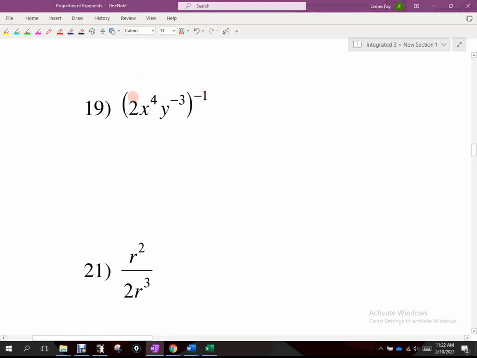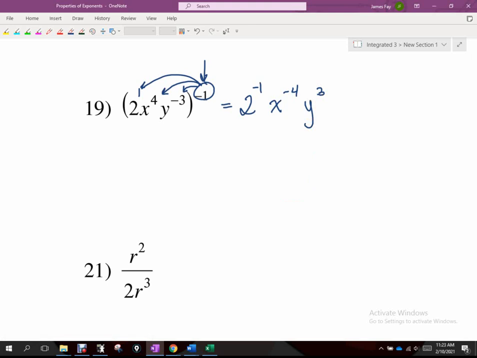All right, so 19. What am I going to do? What is the exponent with this 2? One. So what am I going to do with that negative one right now? Okay, good. So it's going to be 2 to the negative 1 now, right? So I take that and I distribute it to that one. Then we go x and we distribute it to that 4. And then we distribute it to this negative 3, right? What's a negative times negative? Positive. Okay. You do have options with this negative 1 here, but I'm a fan of distributing first, doing that power to power first and rewriting it this way.